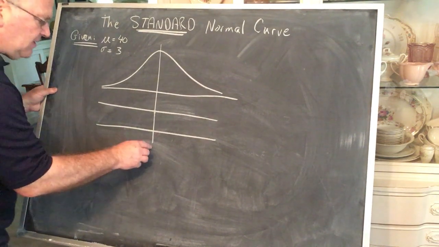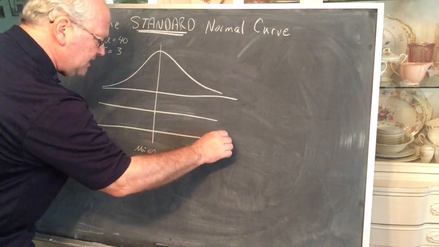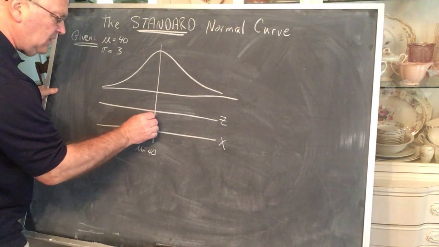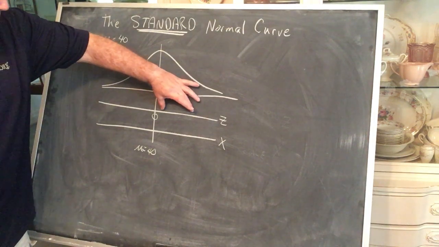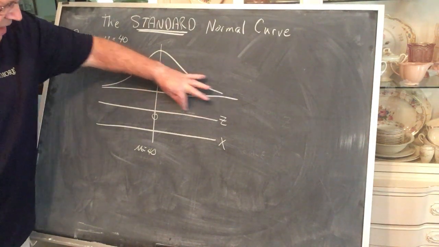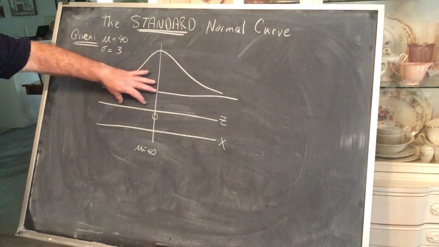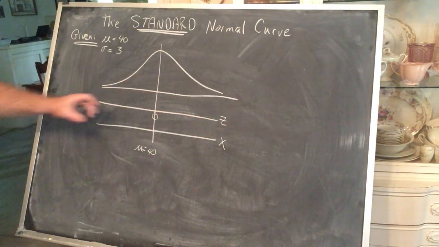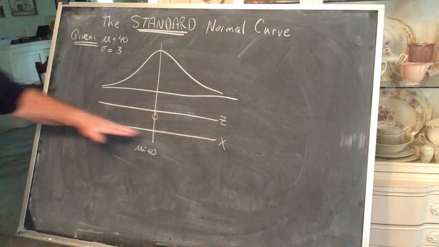So the center is at mu equal 40. This is the data scale. This is the standard scale, and we know the standard scale is centered at 0. The standard scale is always centered at 0. Values to the right of 0 on this z scale must be positive. Values to the left of 0 on the z scale must be negative. On the x-axis, anything goes. Anything on either side of the interval may be positive, negative. This is just an ordinary number line.